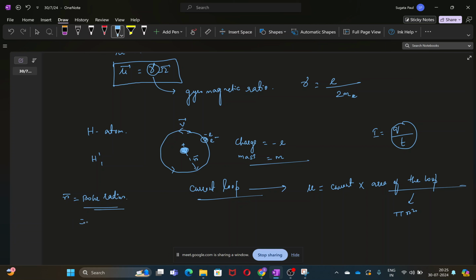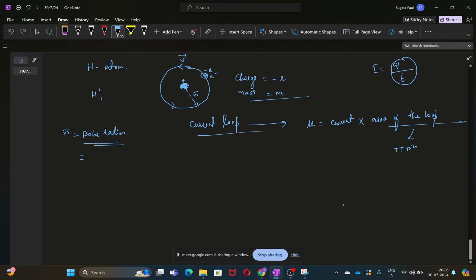So if you have a loop, the loop has a finite area pi r squared, and there is a current flowing inside the loop boundary because the electron is moving around the orbital. So there is a finite magnetic moment present, and that is the moment of the electron. If this is the electron, it has a moment which we define by, let's say, mu, and this moment is coming because this is equivalent to a current loop around the nucleus.